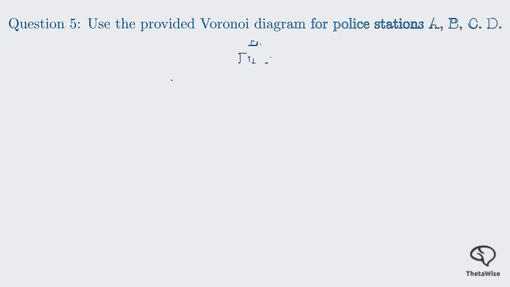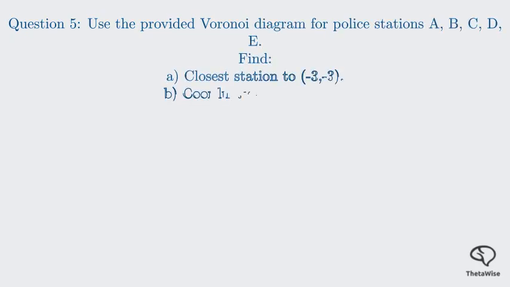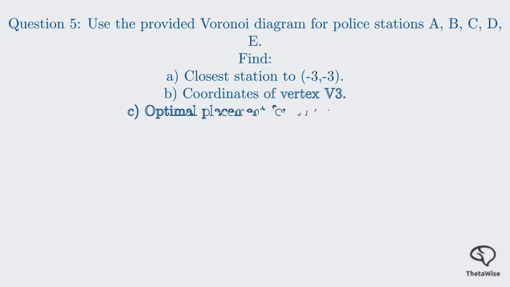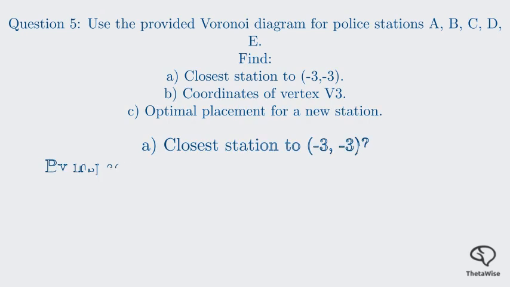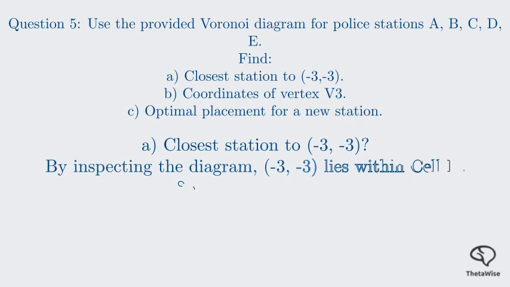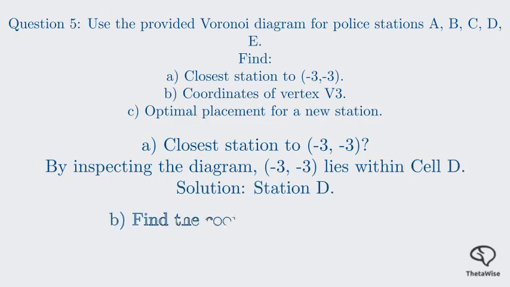style in the IB. Here we have a diagram showing police stations, and our task is to find the closest station to a specific point, determine the coordinates of a vertex, and solve a largest empty circle type of problem. First, find the station closest to R(3, 3). Looking at the diagram, the point (3, 3) falls squarely within cell D. Therefore, the closest station is D. Second, find the coordinates of vertex V3.